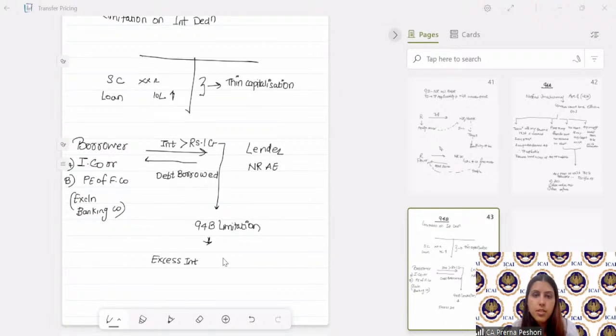to the non-resident AE, in excess of 30% of EBITDA. So your total interest expenditure, which is payable to the non-resident enterprise, right? In excess of 30% of EBITDA.